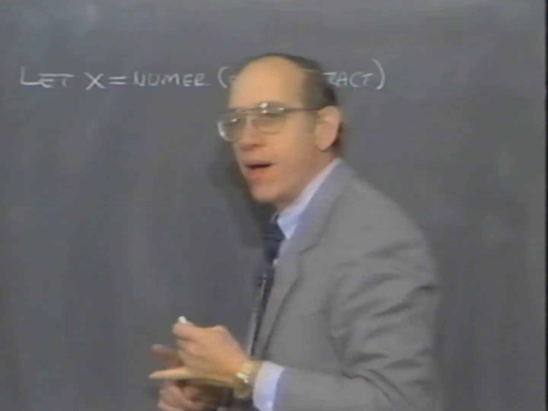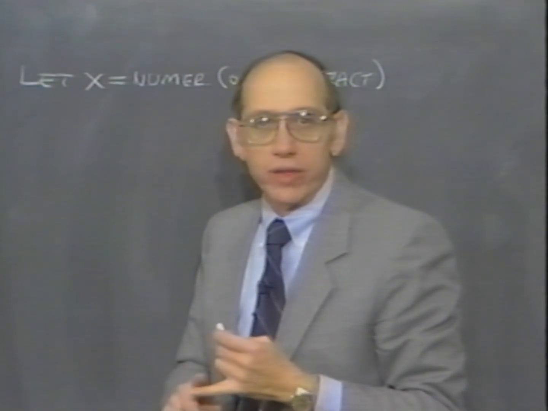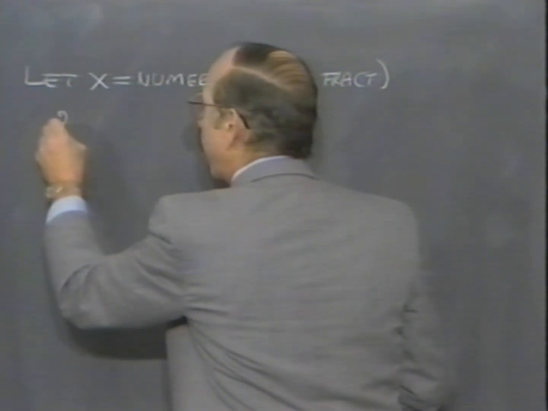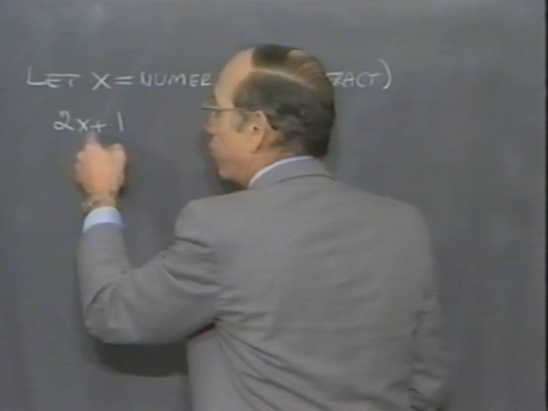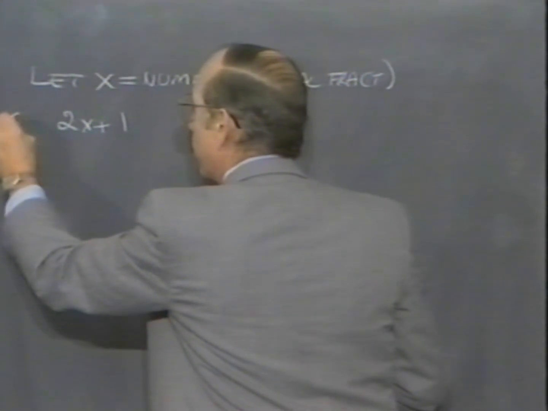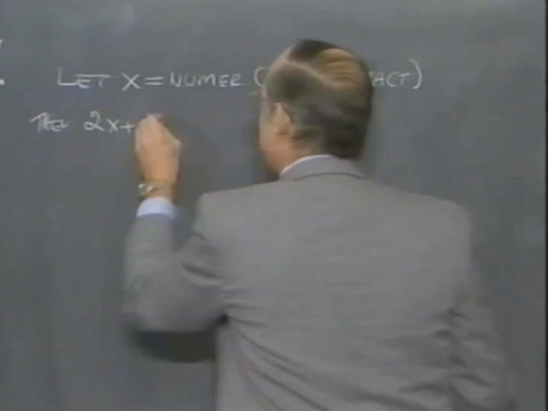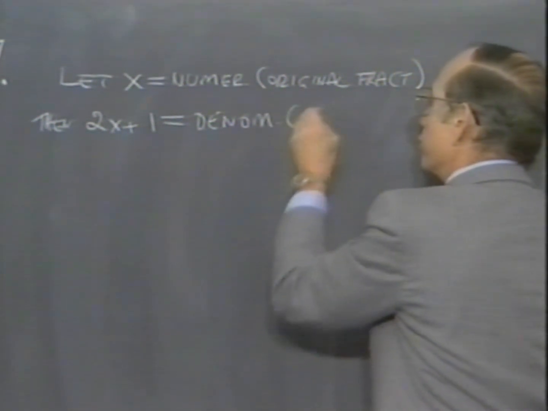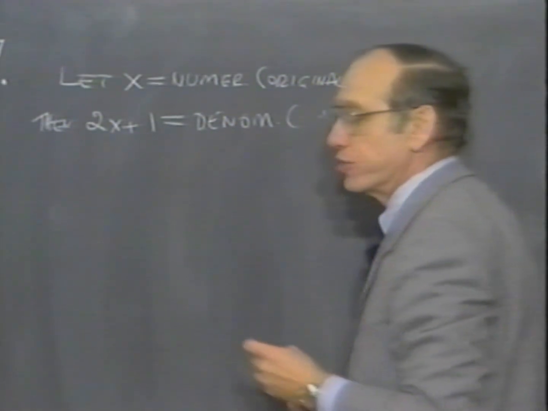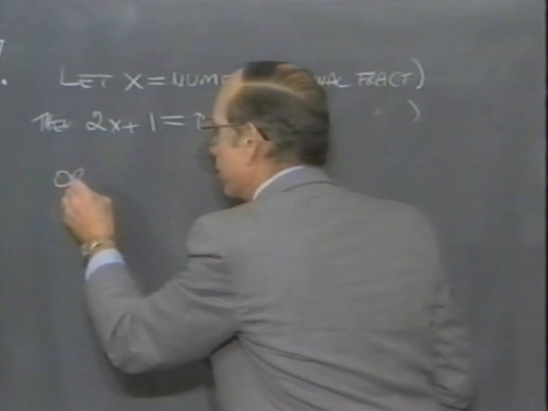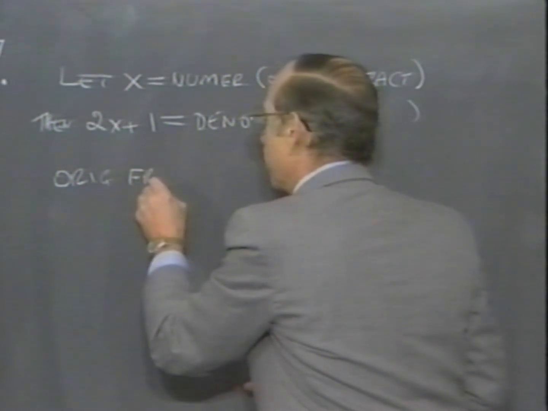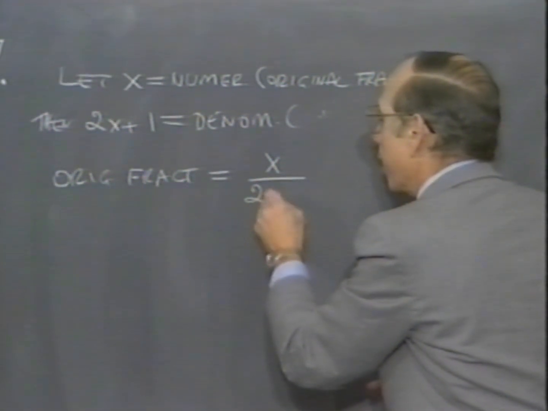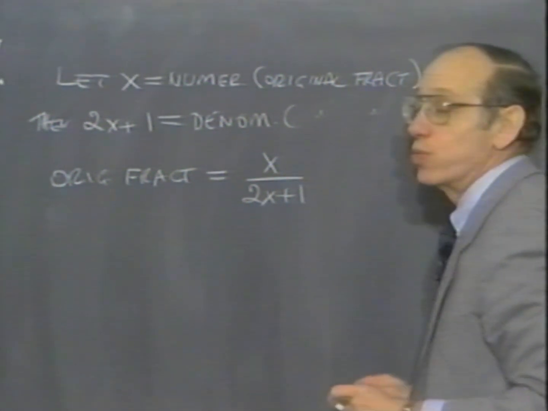Let x be the numerator of the original fraction, remember, of the original fraction. Now, it says the denominator is 1 more than twice the numerator. So 2x plus 1, that's twice the numerator plus 1, is going to equal the denominator of that same original fraction. So the original fraction is this. The original fraction is equal to x divided by 2x plus 1.